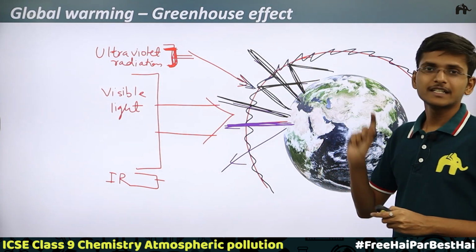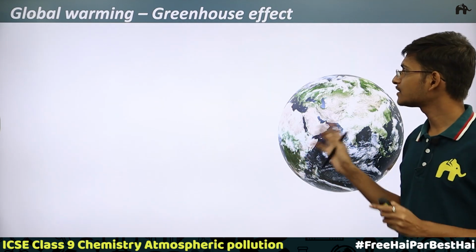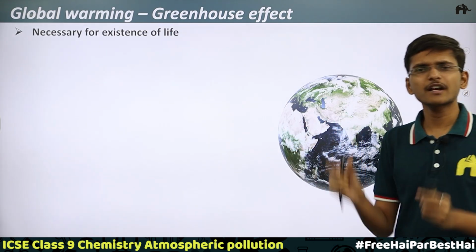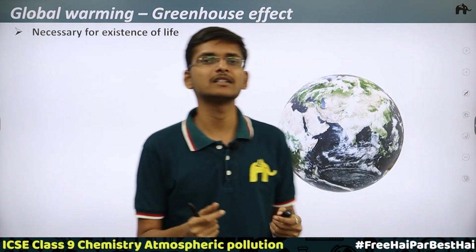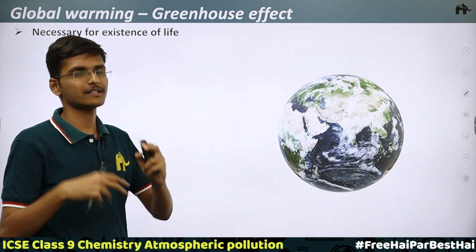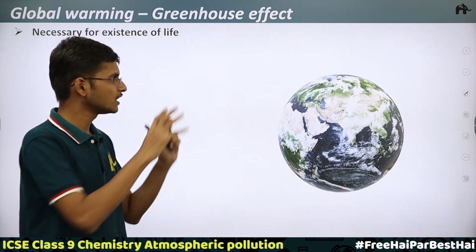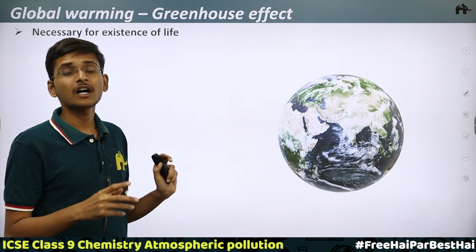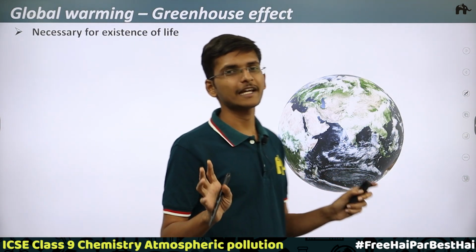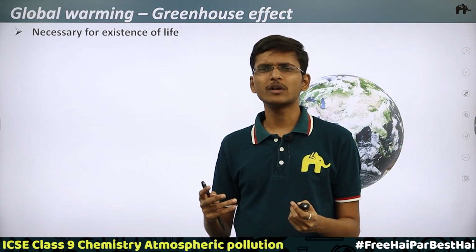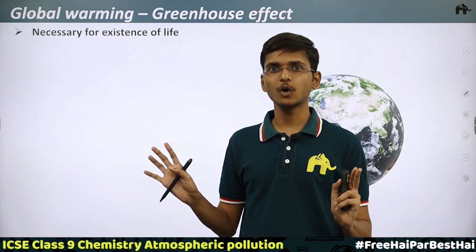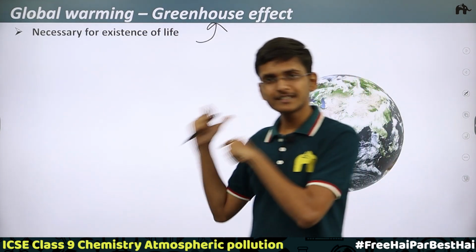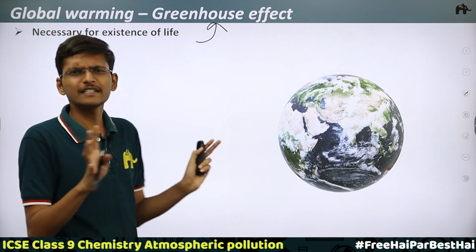Now, this greenhouse effect is of great significance to life on the earth, because if some of the infrared radiations radiated by the earth wouldn't have been trapped, let's see later who is trapping them, then our earth would not be a suitable place for life to exist. It would have been cold and barren like the moon. So the greenhouse effect is necessary for the existence of life. Now this greenhouse effect occurs naturally.